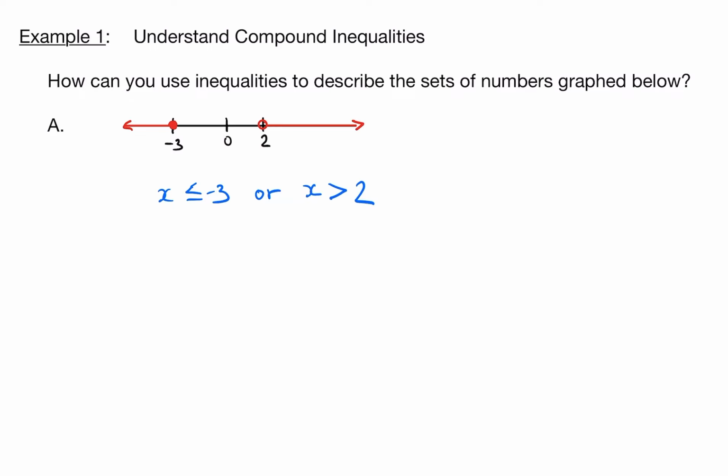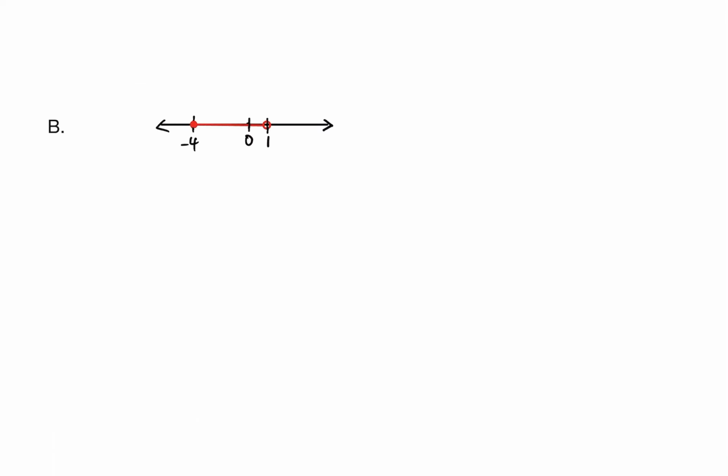Now let's take a look at another example. We have this number line, and we have a red dot on -4 and a line going to the right, but it actually ends on 1 with an open circle. So the way we're going to describe this is x is greater than or equal to -4, and it's going to be less than 1. Now some of you might be confused with this inequality sign.